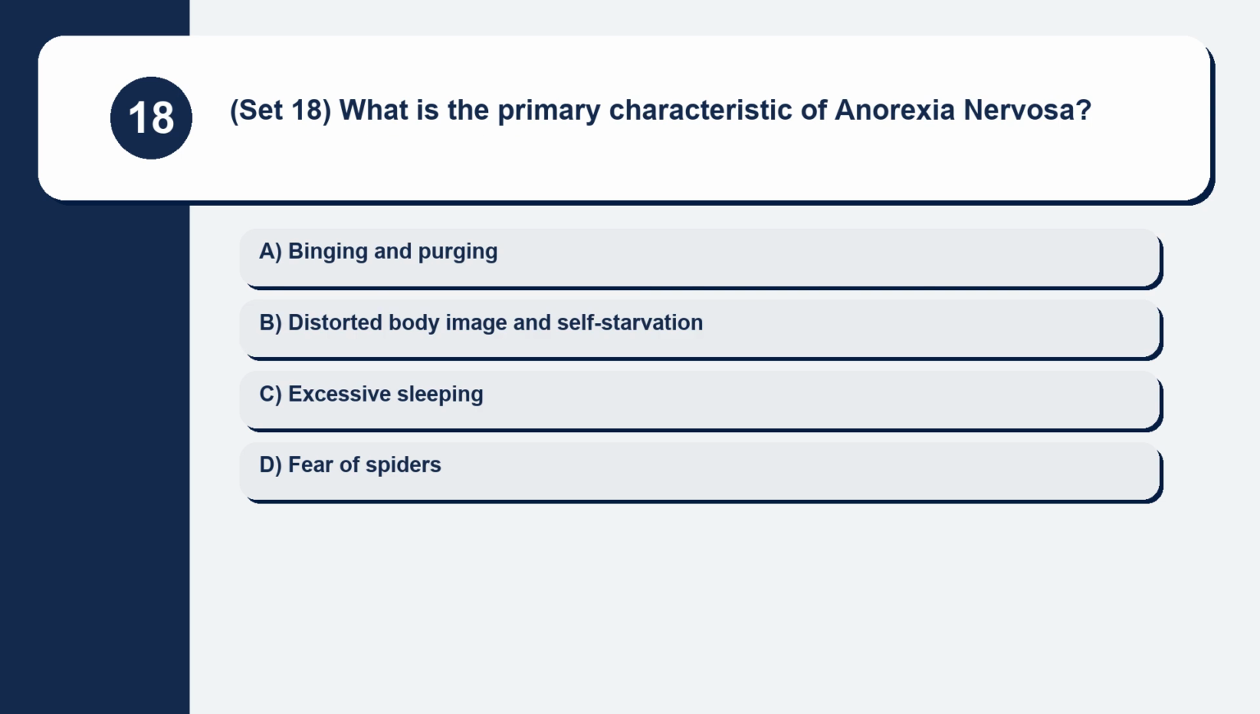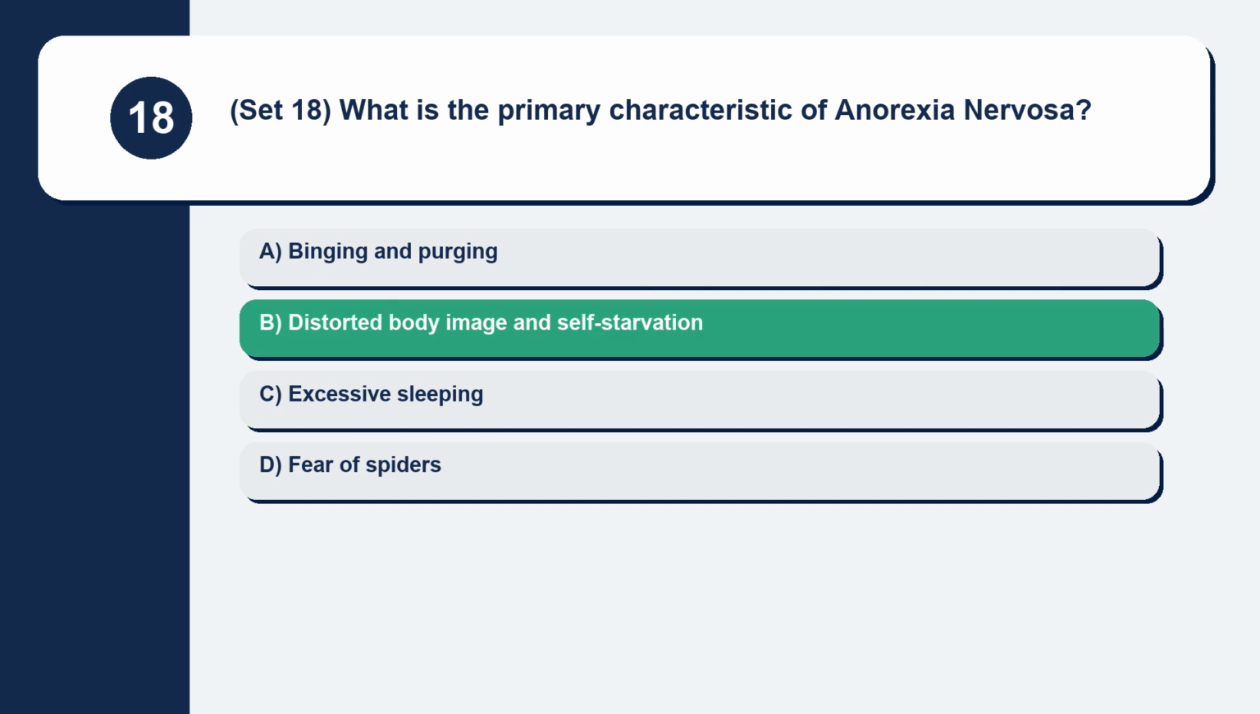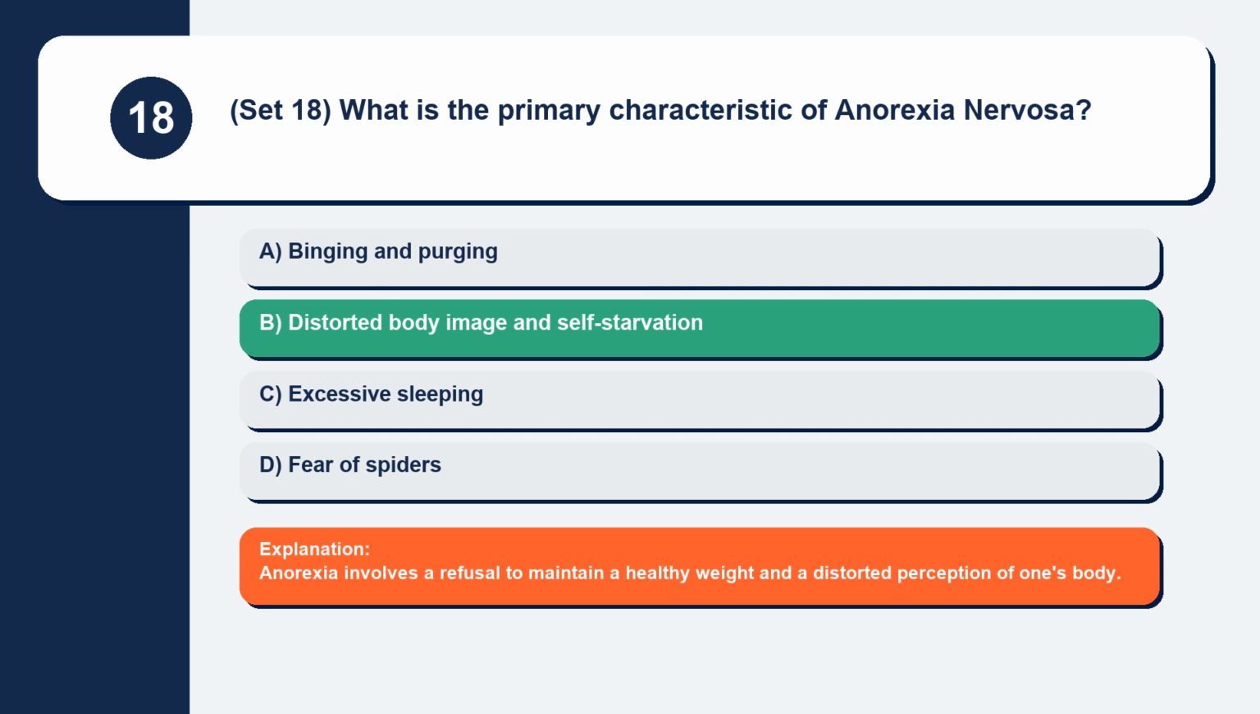Question 18. Set 18. What is the primary characteristic of anorexia nervosa? Binging and purging, distorted body image and self-starvation, excessive sleeping, fear of spiders. Anorexia involves a refusal to maintain a healthy weight and a distorted perception of one's body.